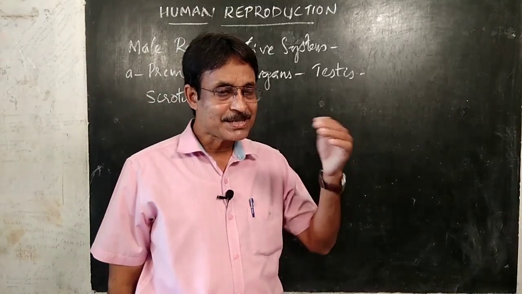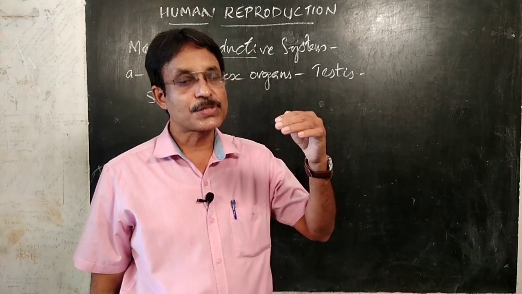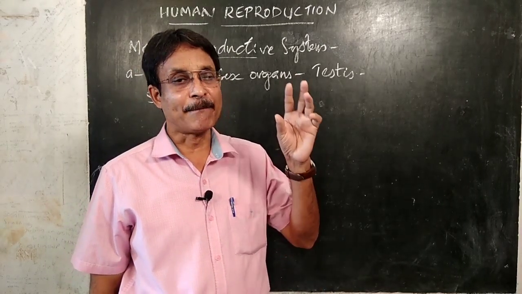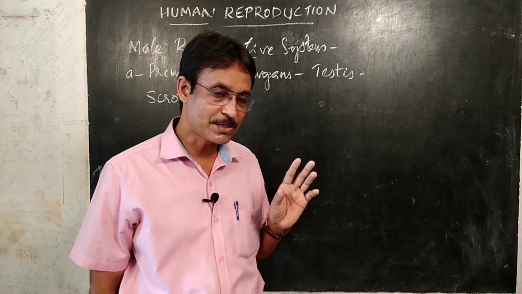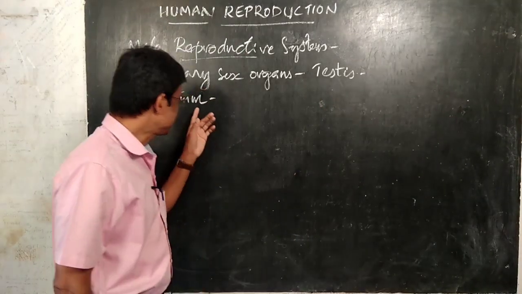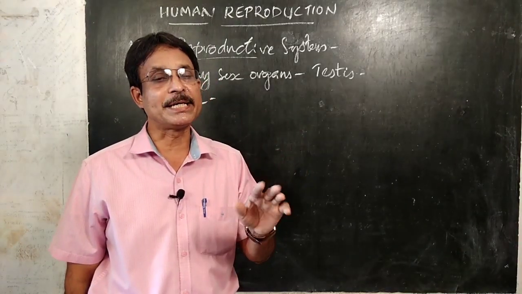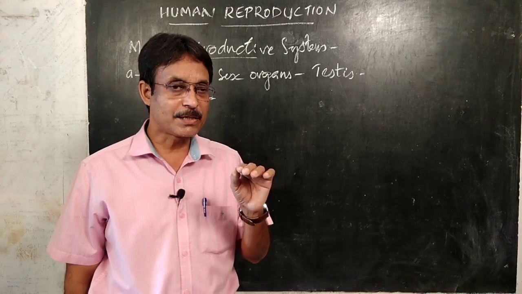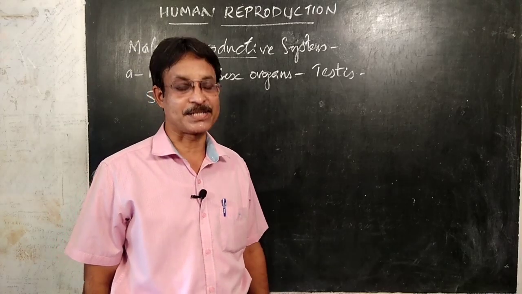Testes are placed in the scrotum for getting a temperature less than that of the body temperature. That is, the temperature inside the scrotum is 2 to 2.5 degrees centigrade less than the body temperature. And this temperature is essential for the working of testes.